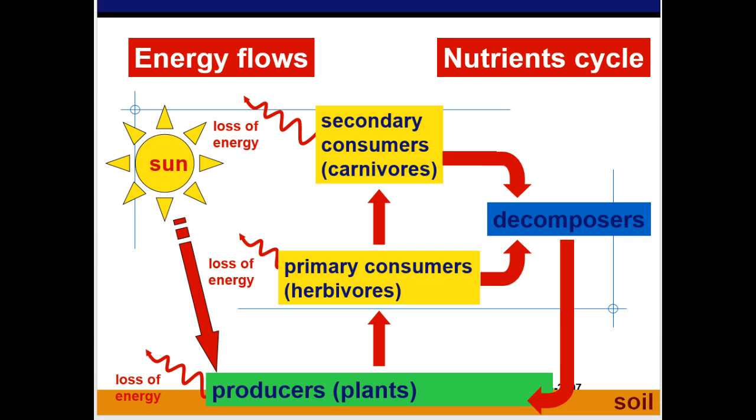Here's another chart to show us that, how producers can capture the energy of the sun and then give energy to the next level of consumers, and then those levels give energy to the next. But energy is lost as heat. But remember, the same amount of energy remains in the universe. Then we have our decomposers who can help us recycle or cycle nutrients.